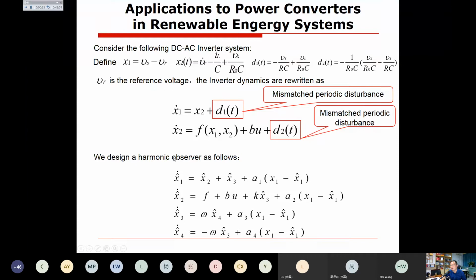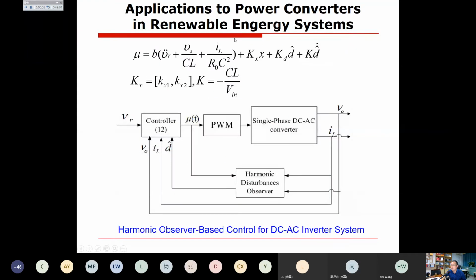Because they are better for the constant type disturbance. For periodic disturbance, we have a harmonic observer here. So we have x1, x2, x3, x4. If we know the frequency, we use x3, x4 to estimate the periodic disturbance. Right? So x1, x2, we can have a harmonic state observer to estimate the periodic disturbance. Then we have some linear feedback control plus the disturbance. But the disturbance observer is for the periodic disturbance.